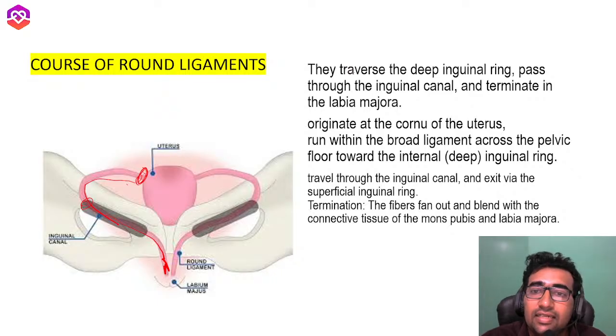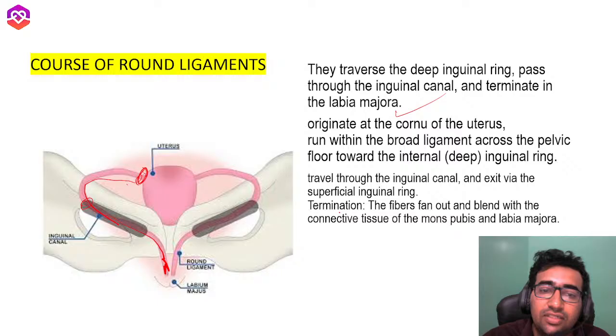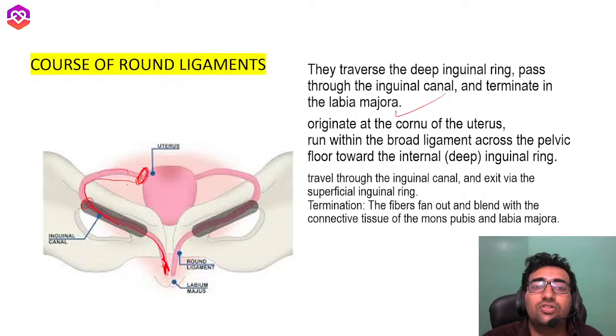Let me tell. This passes through the deep inguinal ring and the inguinal canal, terminating at the labia majora, originating at the cornu of uterus, running with the broad ligament across the pelvic floor to the internal deep inguinal ring, traversing the inguinal canal, exiting via the superficial inguinal ring, terminating as a fibrous fan-shaped band with connective tissue of the mons pubis and labia majora. So that's the round ligament. Simple one: labia majora, superficial inguinal ring, inguinal canal, deep inguinal ring, broad ligament of uterus, and the cornu of the uterus. That's the course of the round ligament.